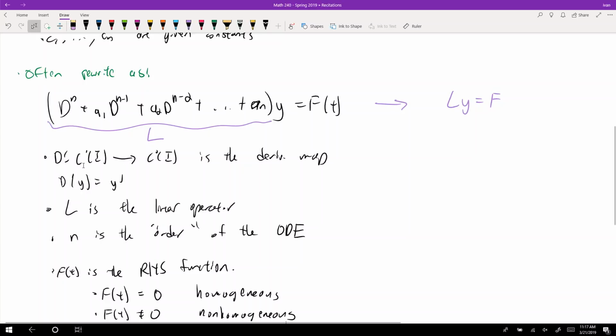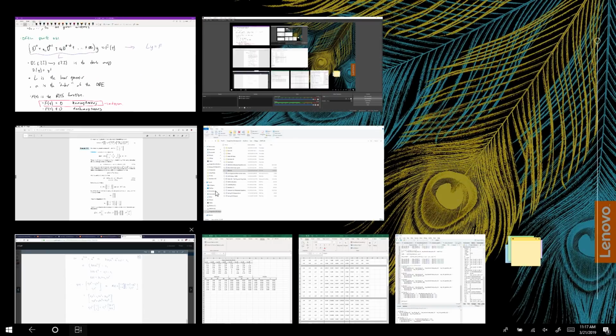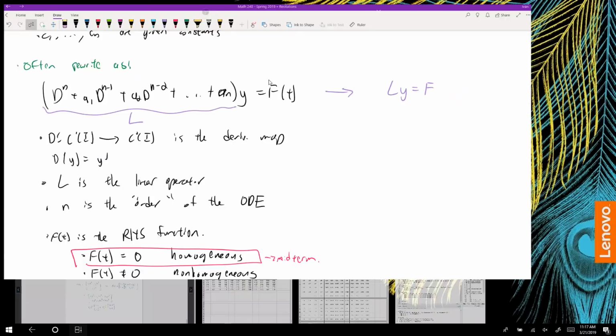In particular today, we'll just be dealing with the homogeneous case. This is on the midterm, but the non-homogeneous case will not be on the midterm. Again, let me just make sure I'm actually recording. It looks like it. Okay, cool.